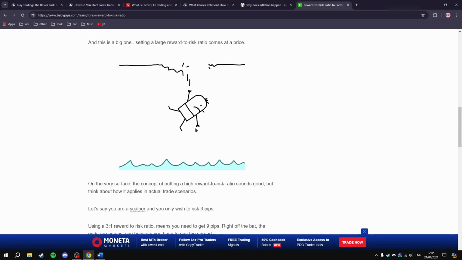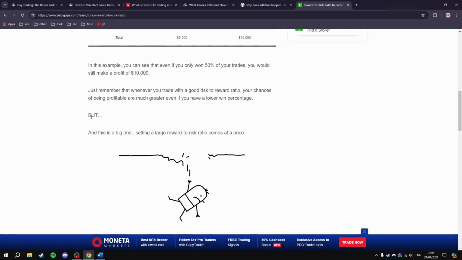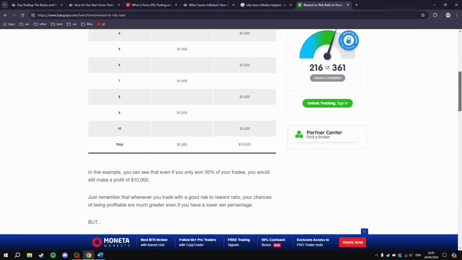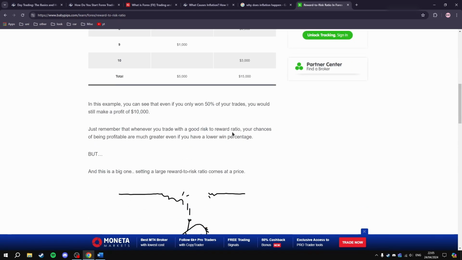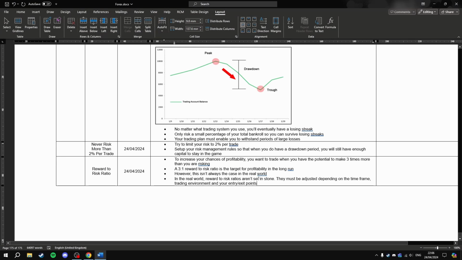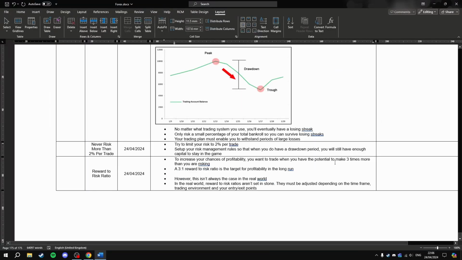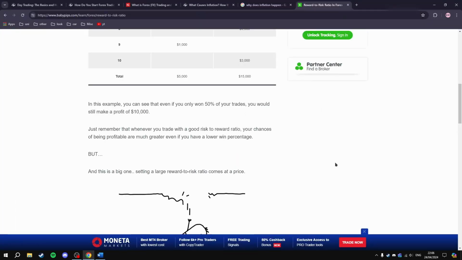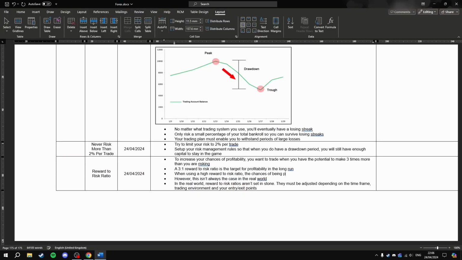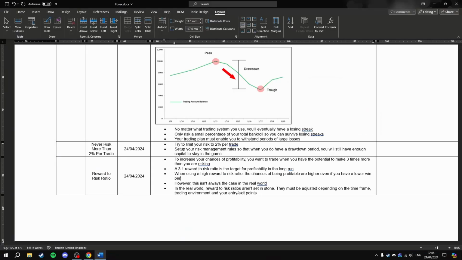There's another point which they made that is interesting. Whenever you trade with a good risk to reward ratio, your chances are being... wait, isn't it reward to risk ratio, not risk to reward ratio? Okay. Even if you have a low win percentage. Right. Okay. So when using a high reward to risk ratio, the chances of being profitable are higher, even if you have a lower win percentage.